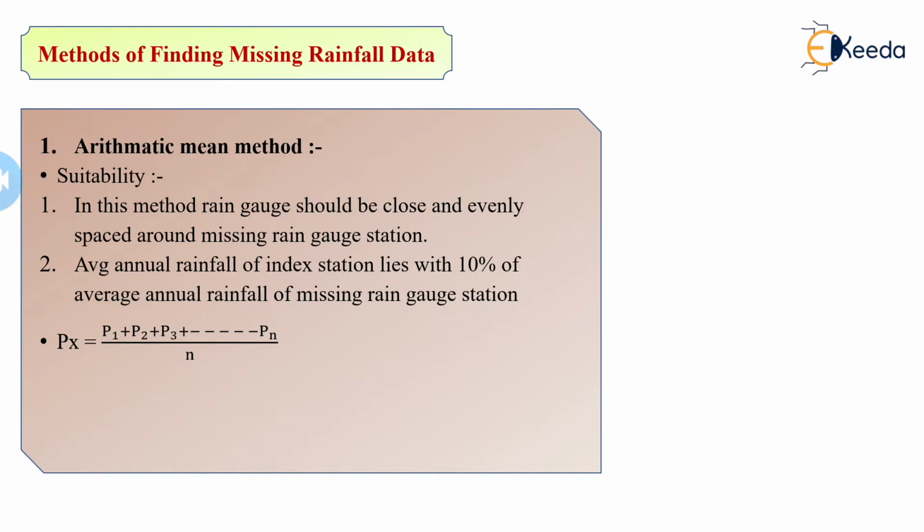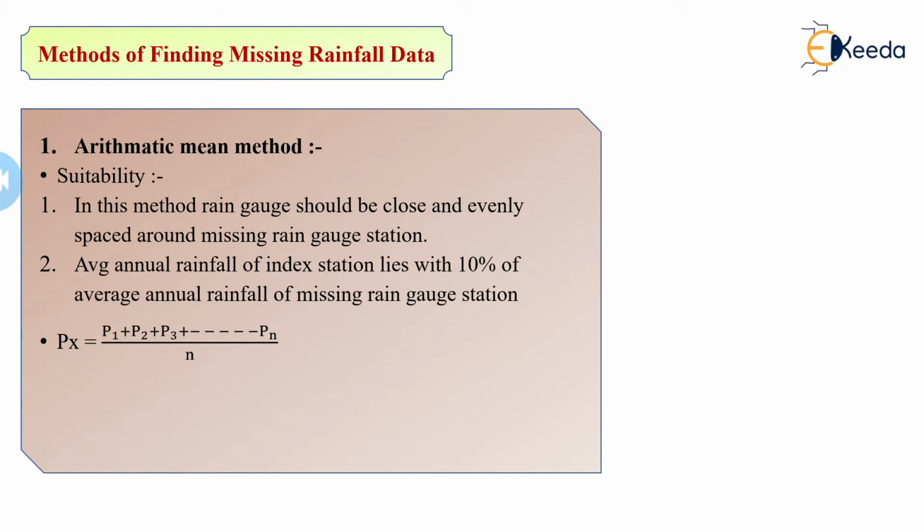As for its suitability, where it is useful, this method is used under the condition that the normal annual rainfall of the missing station is within 10% of the average rainfall of the index stations, that is, the existing stations.